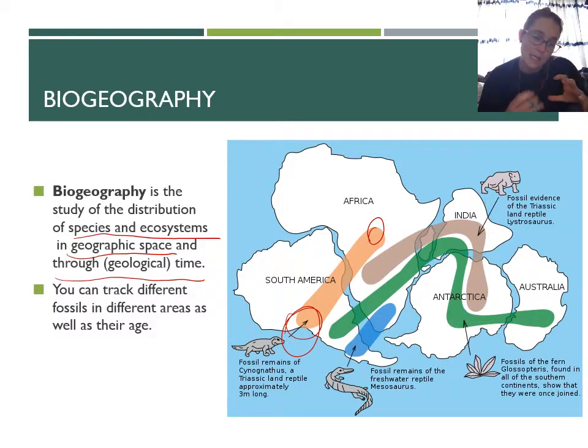What land was connected? How did things move from one place to the other? How do we know that land was connected to each other? And what were their ecosystems like? So how did they get around? Was there a lot of water? All that type of stuff. We get that from biogeography.